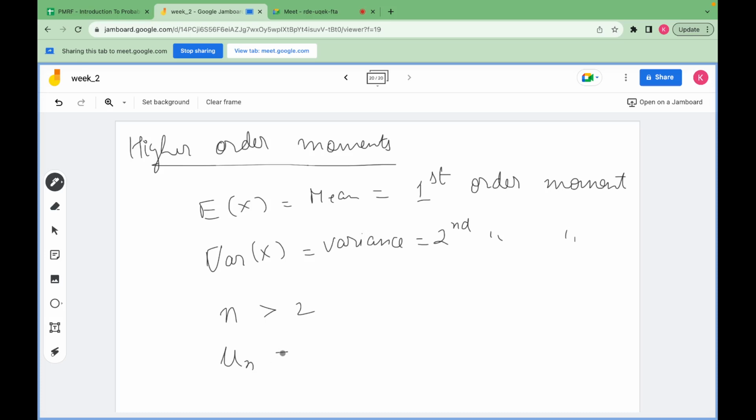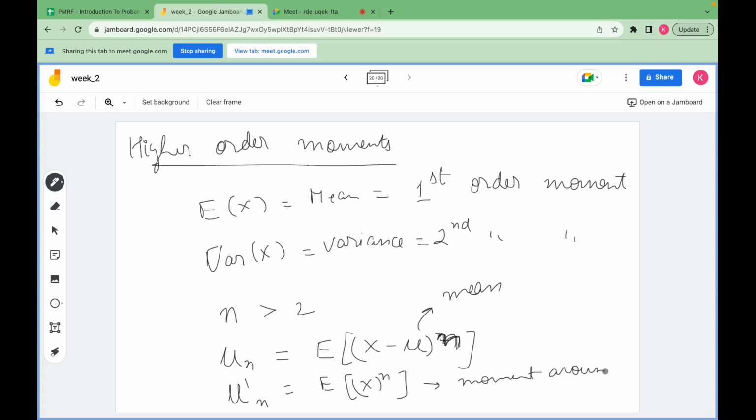Okay, so it will be denoted by mu n where n is greater than 2, and we will find its value by doing this thing. Okay, so this is around the mean, this moment is around the mean value. And if you want to calculate this moment around the origin, then this mu will become 0, and you can find it like this, x to the power n. Okay, so this will be the moment around origin, and this will be the moment around mean.